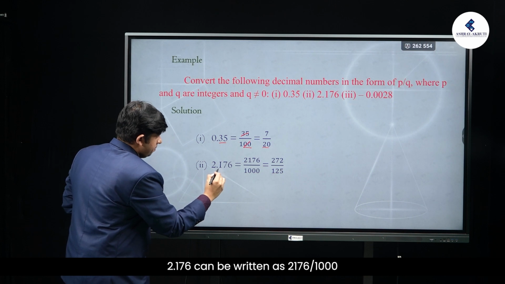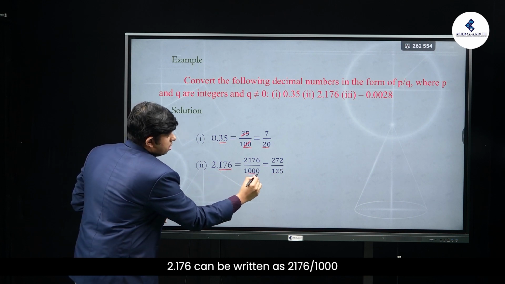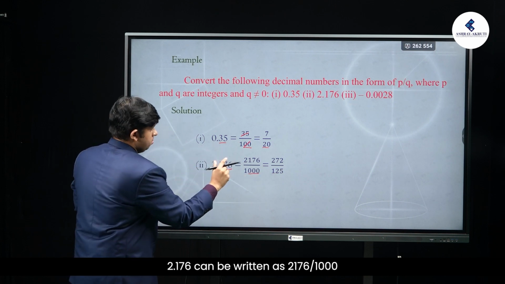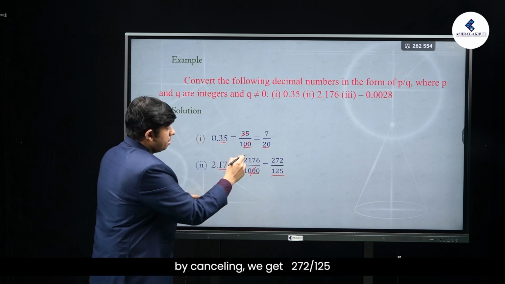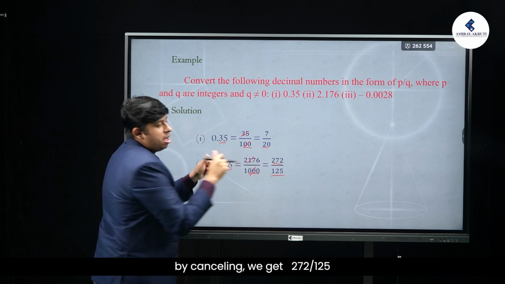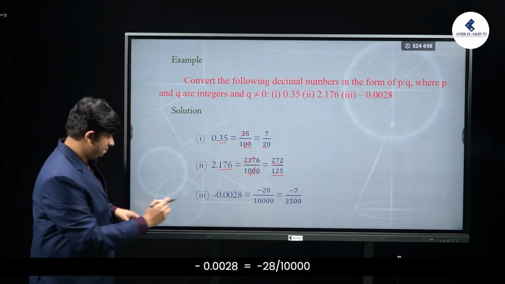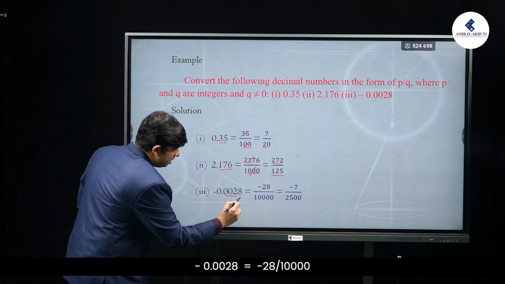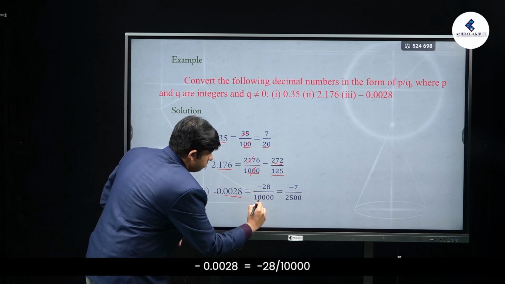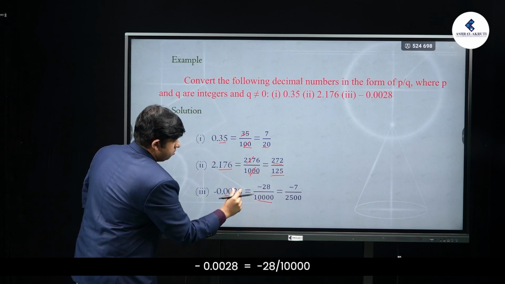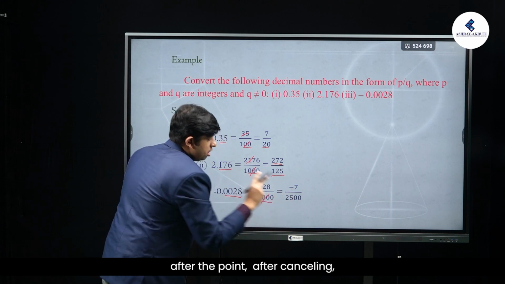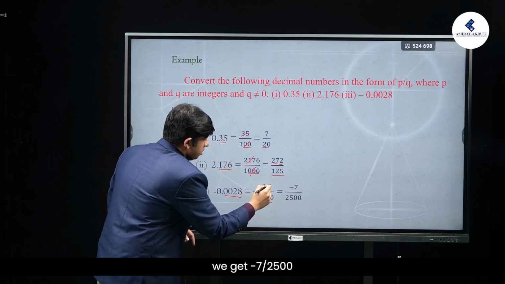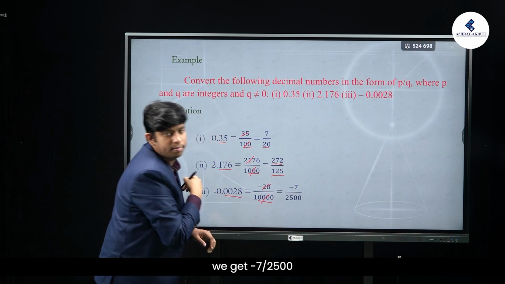2.176 can be written as 2176 by 1000, as the decimal form has 3 digits. By cancelling, we get 272 by 125. Minus of 0.0028 is equal to minus 28 by 10,000, as there are 4 decimals after the point. After cancelling, we get minus 7 by 2500.